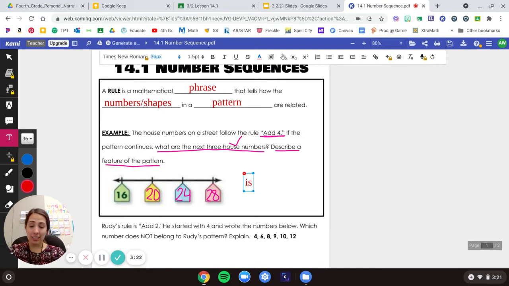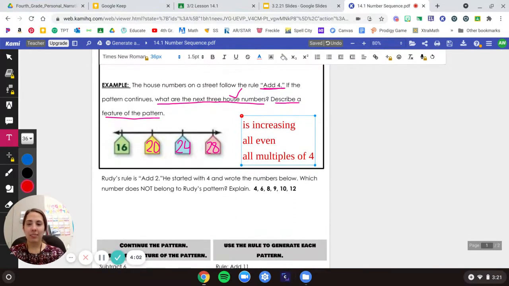Our pattern is increasing, right? The numbers are getting bigger. What else do you notice about them? They're all even numbers, aren't they? I can think of one more. If I look through, I notice that these are all multiples of 4. Because our pattern was to add 4. But I notice if I would multiply by 4, that works too. I could multiply 4 times 4, 4 times 5, 4 times 6, 4 times 7. Nice.